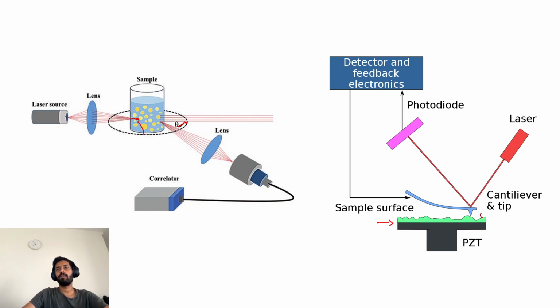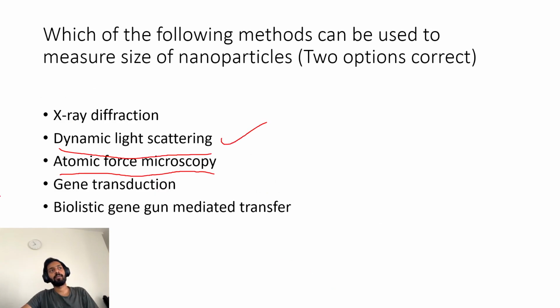So let's assume you have particles like this. You can essentially measure the surface area of the particle. Or if you have a gold nanoparticle that's spherical, you can measure half the surface area of your gold nanoparticle. So that will give you the size of the particle. So both dynamic light scattering and atomic force microscopy can be used to measure size of the nanoparticles.